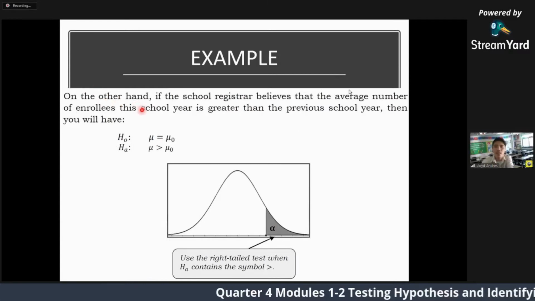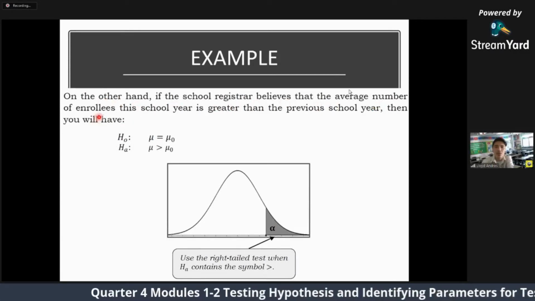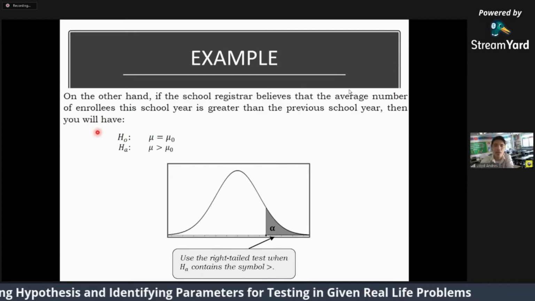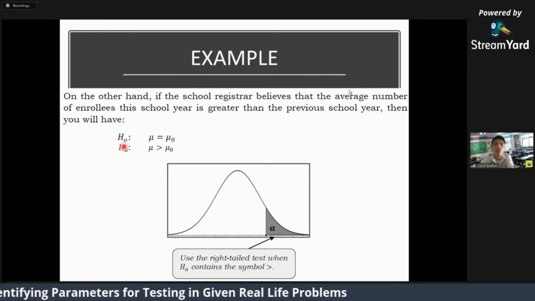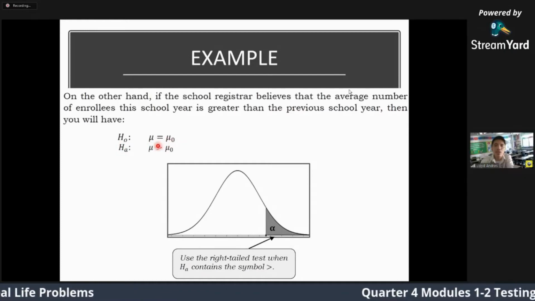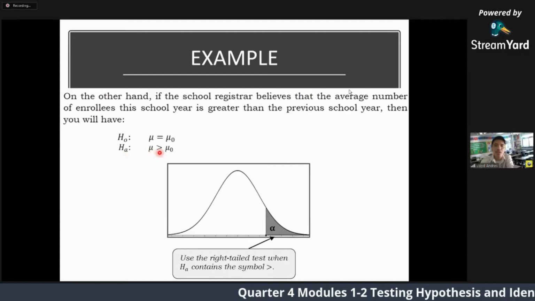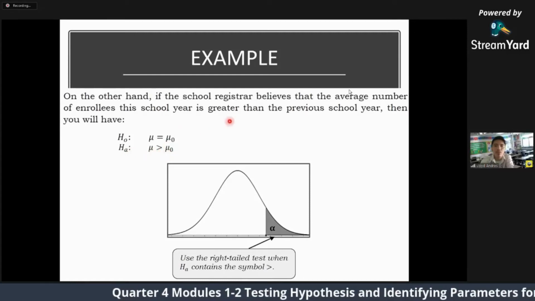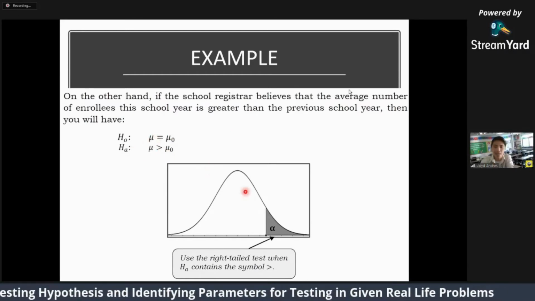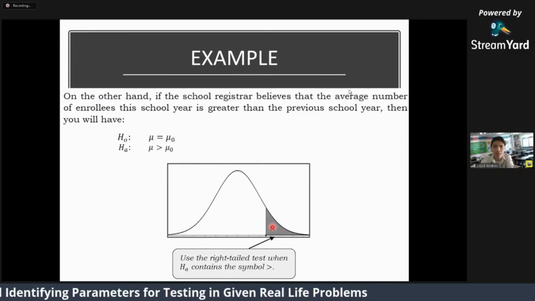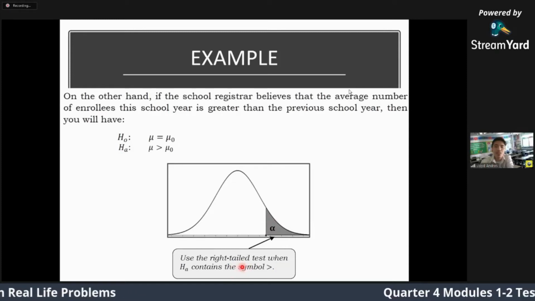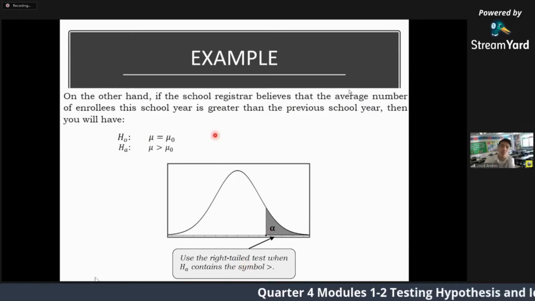On the other hand, if the registrar believes that the average number of enrollees in this school year is greater than the previous school year, then you will have your alternative hypothesis now. Your null hypothesis is the same, mu is equal to mu sub O. But your alternative hypothesis is mu is greater than mu sub O, the greater than symbol because of the words "greater than" there. Then it is one-tailed, on the right, because greater than is on the right part. So, it is a right-tailed test. That is how to determine whether it is a one-tailed or two-tailed test.